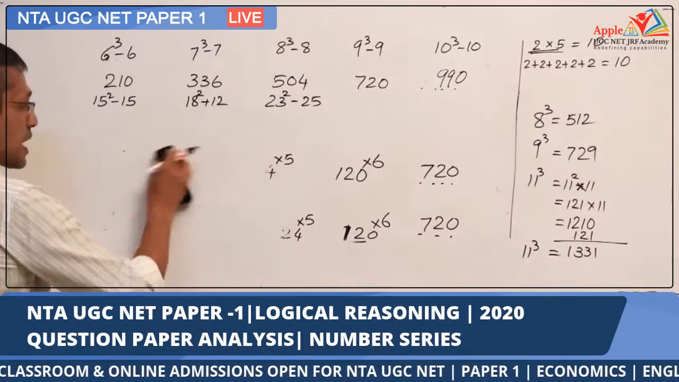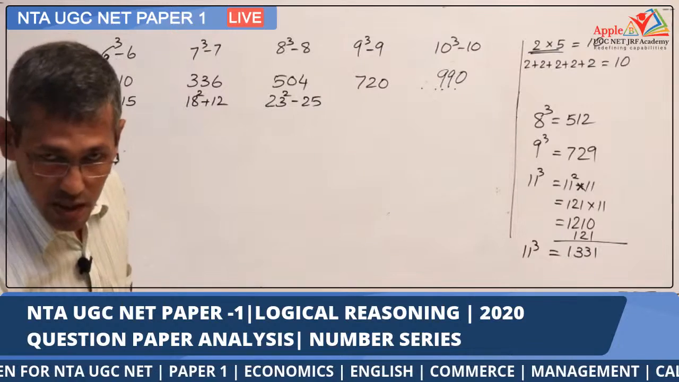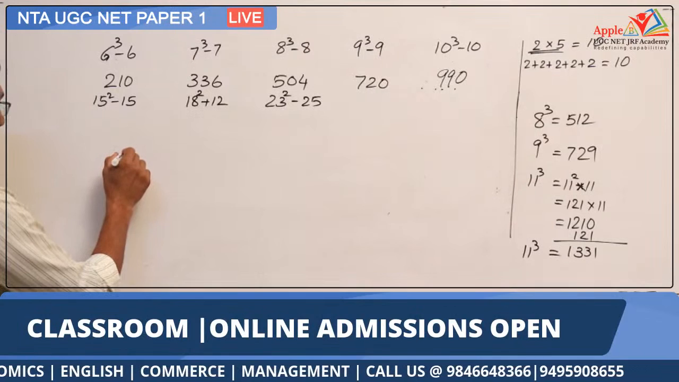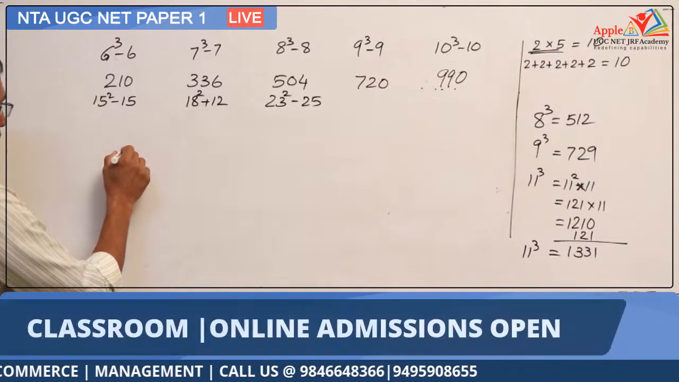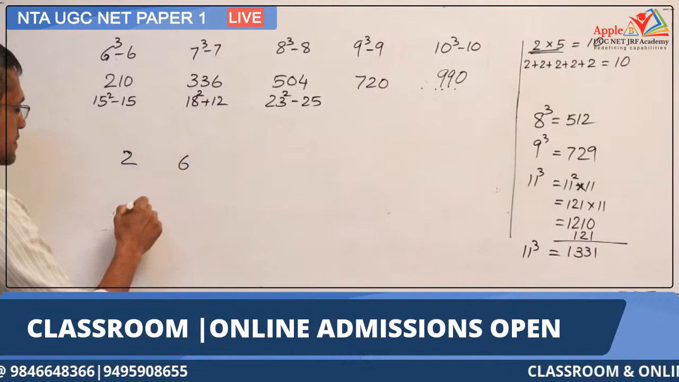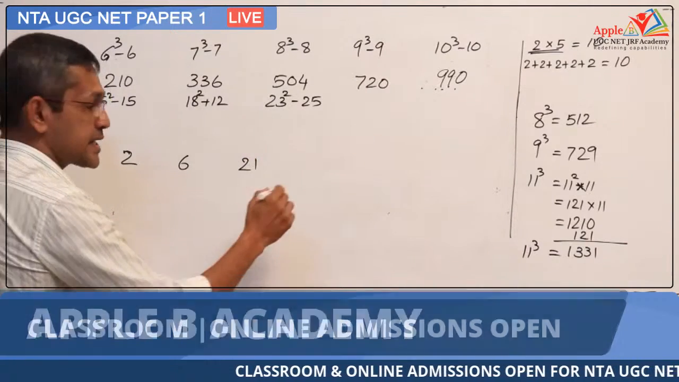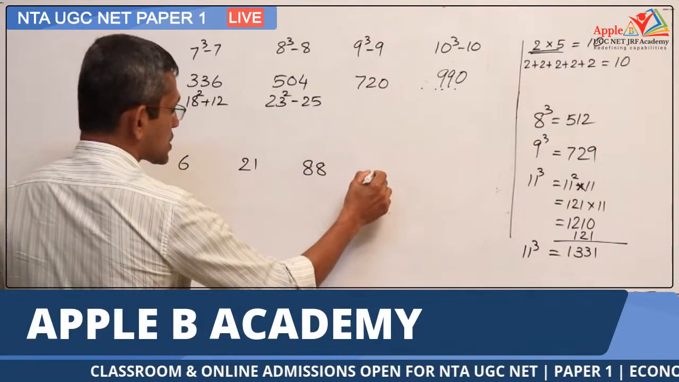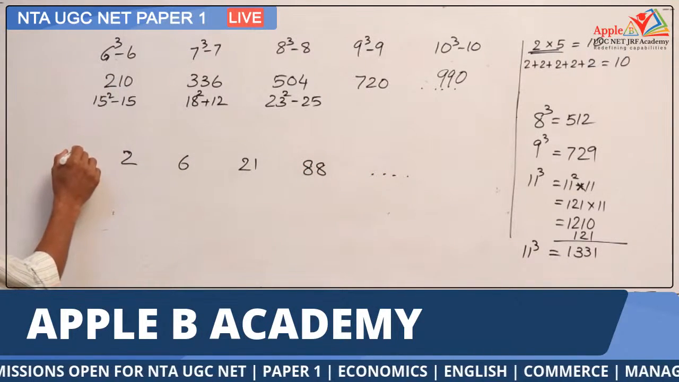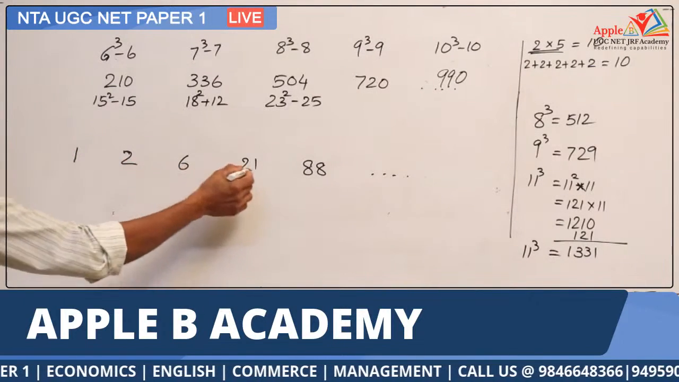Well, this multiplication pattern may not always be as easy as you think. Some of them would be a little more confusing as well. So for example, 2, 6, 21, 88. What's the next number? Yeah, we can have one more number before that, 1. So it started from 1, then 2, 6, 21, and 88.